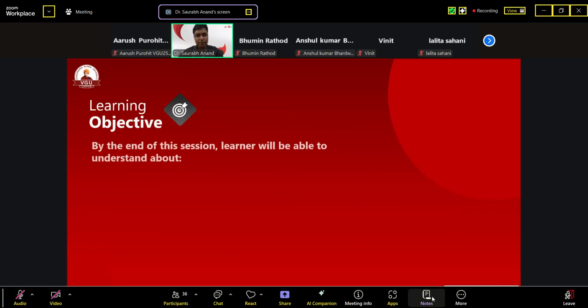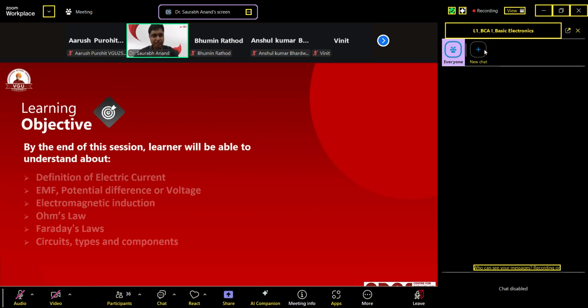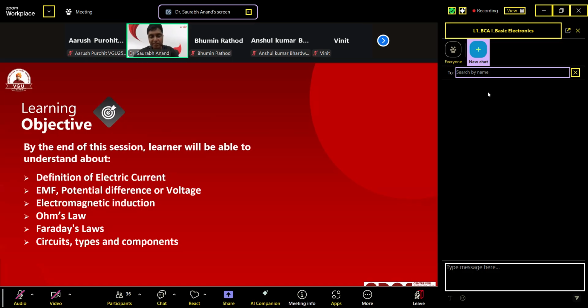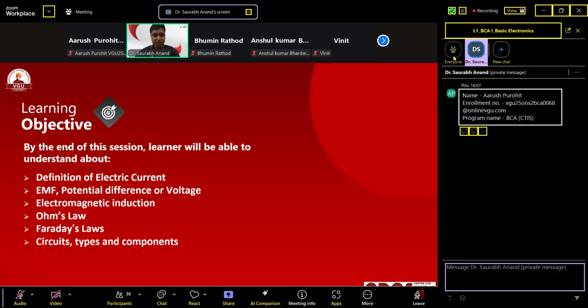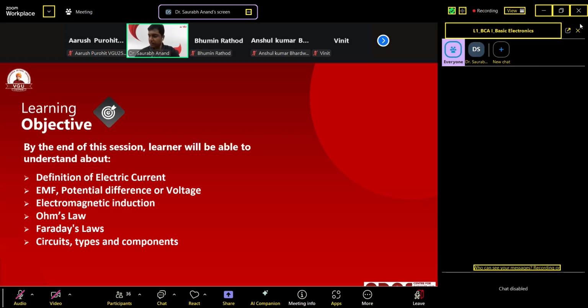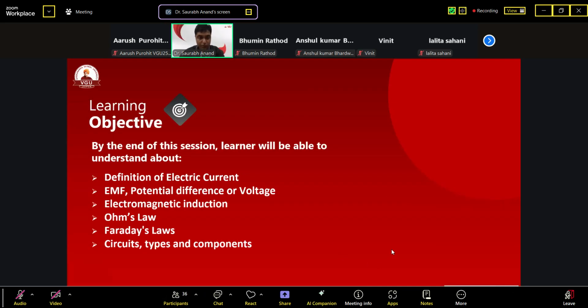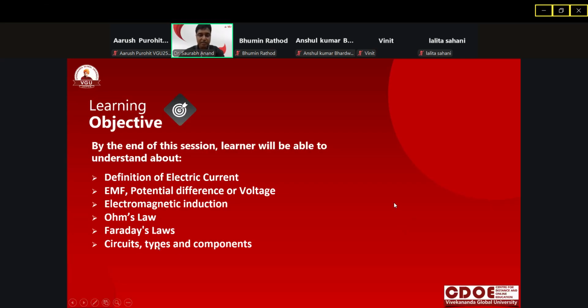The learning objective of the session is that once you complete it, you can explain what electric current is. You will also study EMF, potential difference or voltage, electromagnetic induction, Ohm's law, and Faraday's law, along with all the types of circuits and their components.